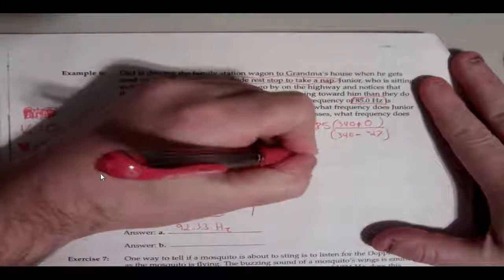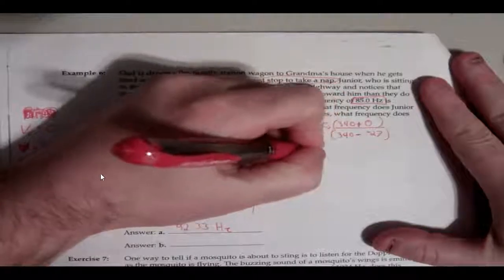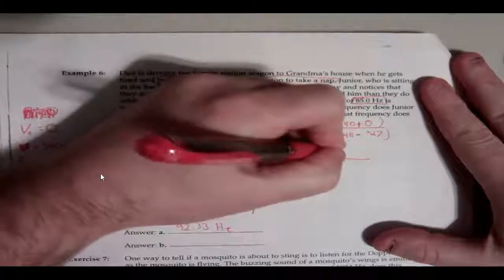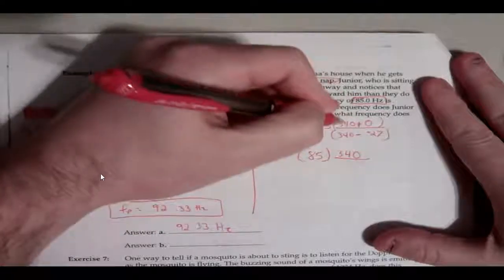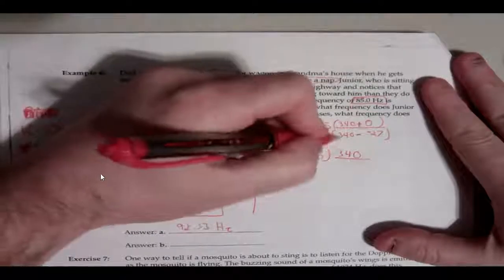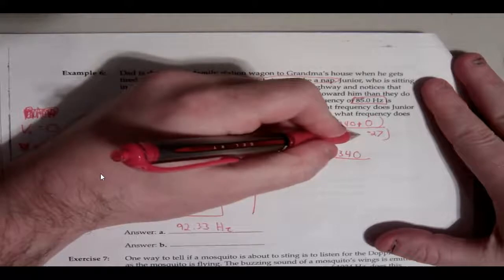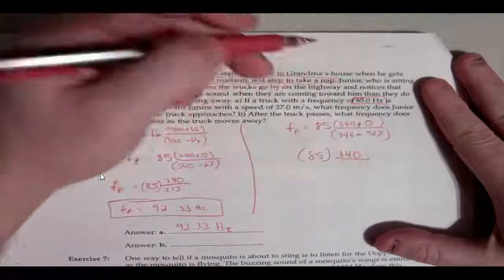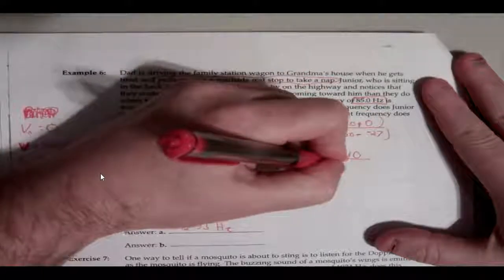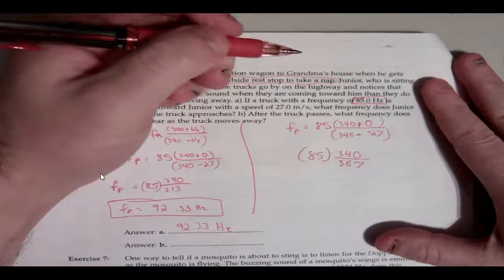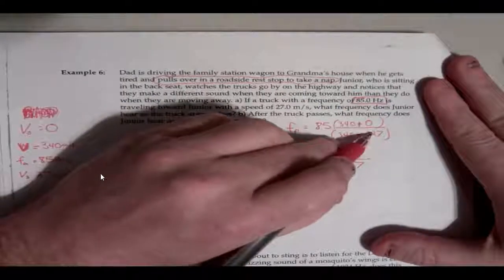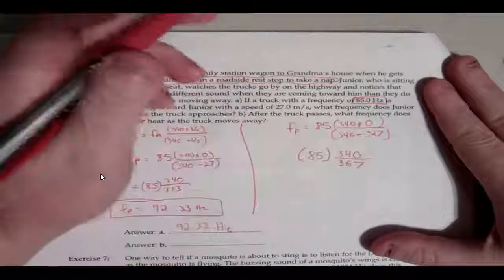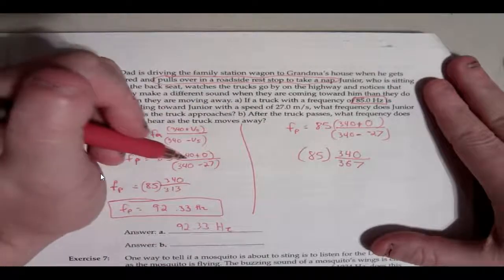Which means, when we rewrite this, 85 times, I'm just going to put it in parentheses, 340 on top, 340 plus 0, over, now it's 340 minus a negative 27, which is pretty much 340 plus 27. So it's 367. Hopefully everybody gets that. You add it because it's minusing a negative. And it's negative because it's moving away, like we just saw on that previous page, right?